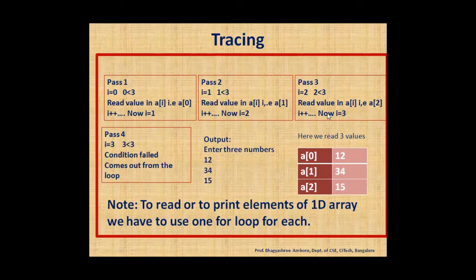Now i value will increment and it will become 3. 3 is less than 3? Condition fails. It comes out from the loop.